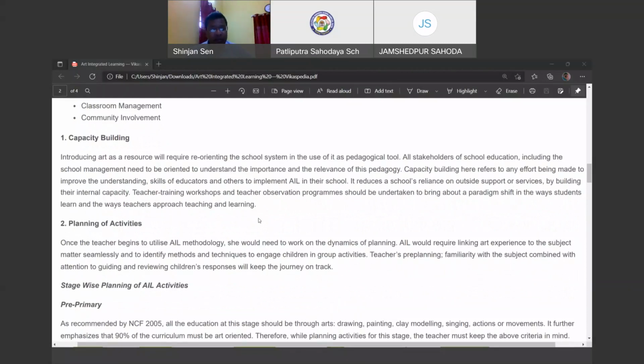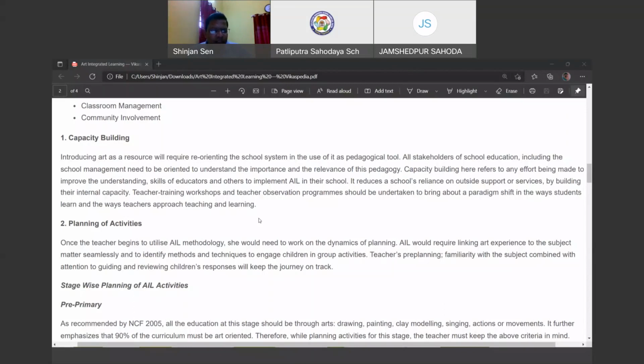Planning of activities. Everything works in a planned way. When things are planned, results are bound to be fruitful. Once the teacher begins to utilize art integrated learning methodology, she would need to work on the dynamics of planning. Art integrated learning will require linking art experience to the subject matter seamlessly and identifying methods and techniques. So planning is needed. And in schools, the planning that we teachers do is remarkable. Teacher's pre-planning, familiarity with the subject combined with attention to guiding and reviewing the children's response will keep the journey on track. So planning, implementation, how to use it, all these need to be done.